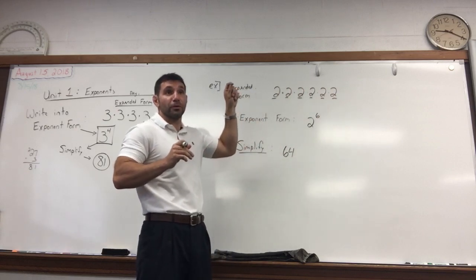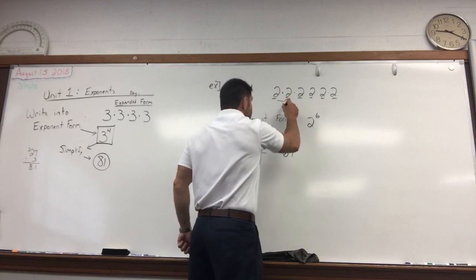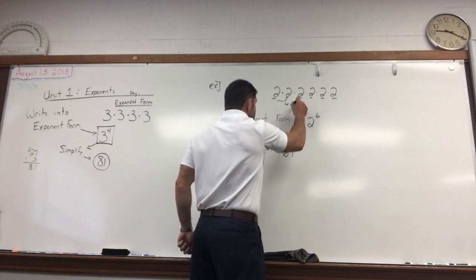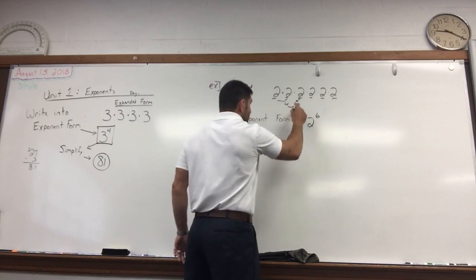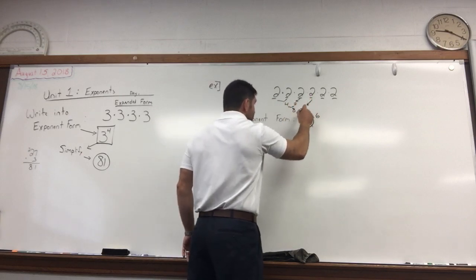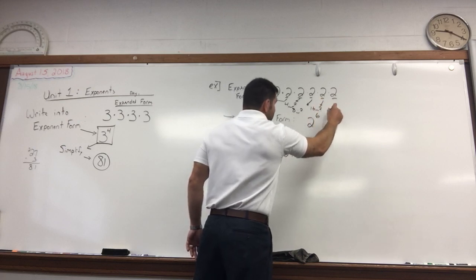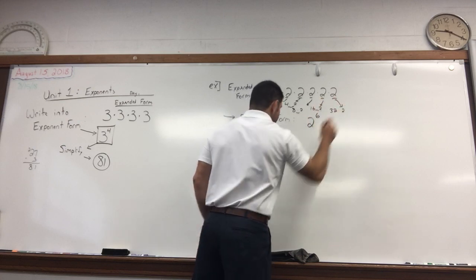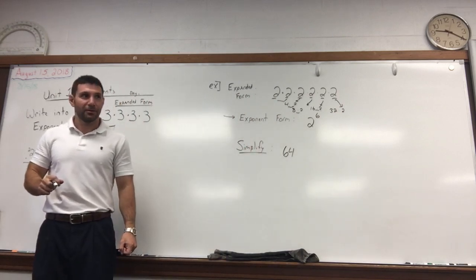So I go back to this expanded form. 2 times 2 is 4. So now I do this. This is 4 times this 2. 4 times 2 is 8 times this 2. 16 times this 2. 32 times this 2. 64. Fantastic, Maya.